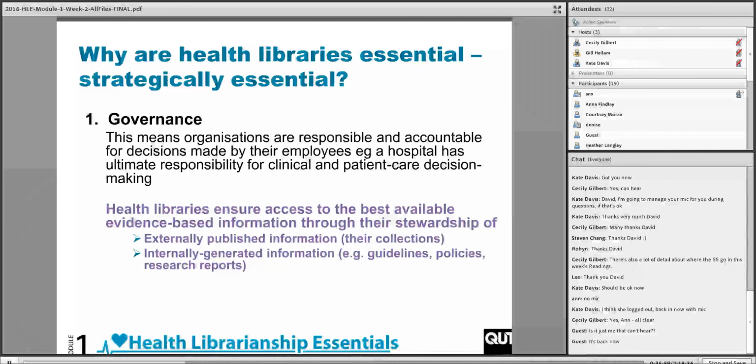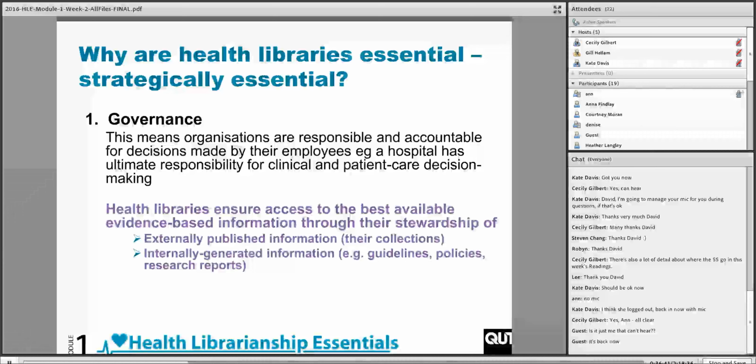So how do we help our organisations to be well governed? Well, health libraries can ensure access to the best available evidence-based information through their stewardship of externally published information, and that's the bulk of what we have in our collections, but also internally generated information. And this is where the role of a librarian can be really critical, and I'd say a clinical librarian has a huge responsibility in this, in the guidelines and the policies that are created in organisations. But also, if you think about the research reports, research is the knowledge that's generated out of an organisation.